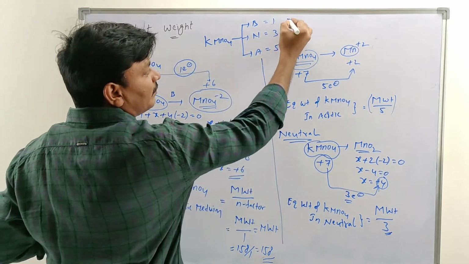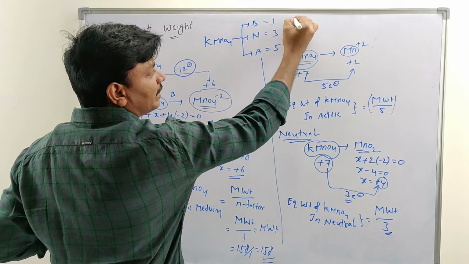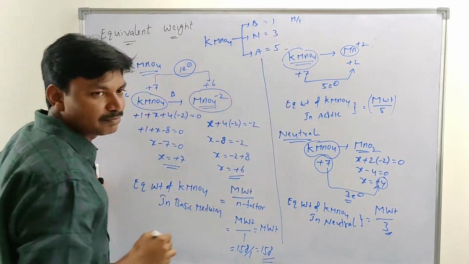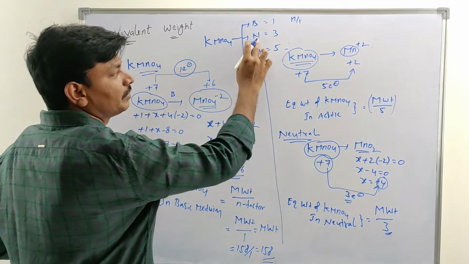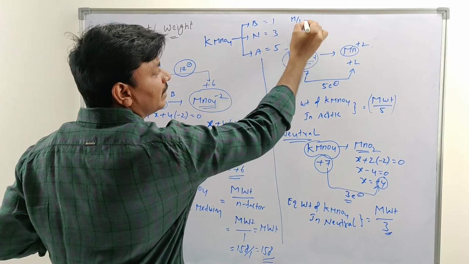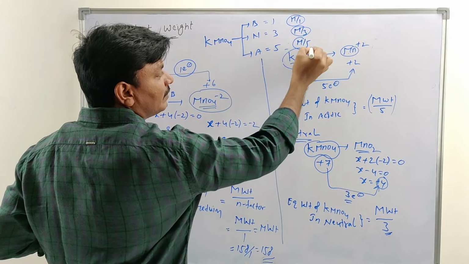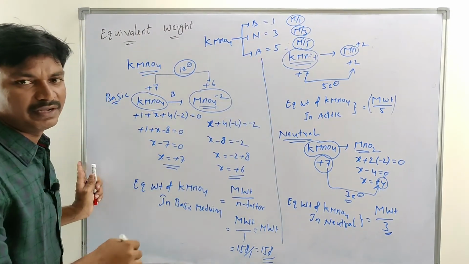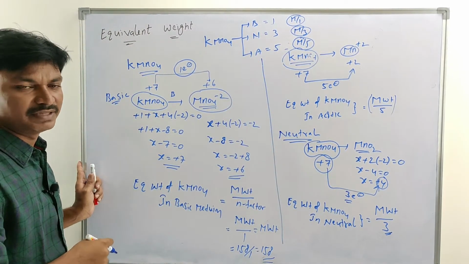Then the equivalent weight of KMnO4 in basic medium will be M by 1. Here M is the molecular weight of KMnO4. Neutral medium M by 3 and acidic medium M by 5. Okay, these are the equivalent weights of KMnO4 depending on the nature of the solvent.